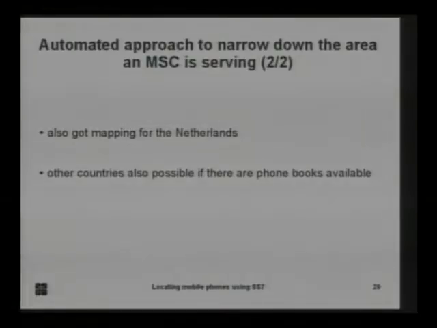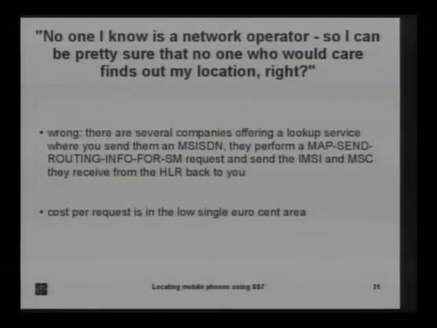Okay, we also got a mapping for the Netherlands, and other countries would also be possible if there are just decoded phone books available. So now you might be saying, okay, no one I know is a network operator, I don't have SS7 access, I didn't even know what SS7 was before today, and nobody I know has SS7 access. So I can be pretty sure no one who would care finds out my location, right?